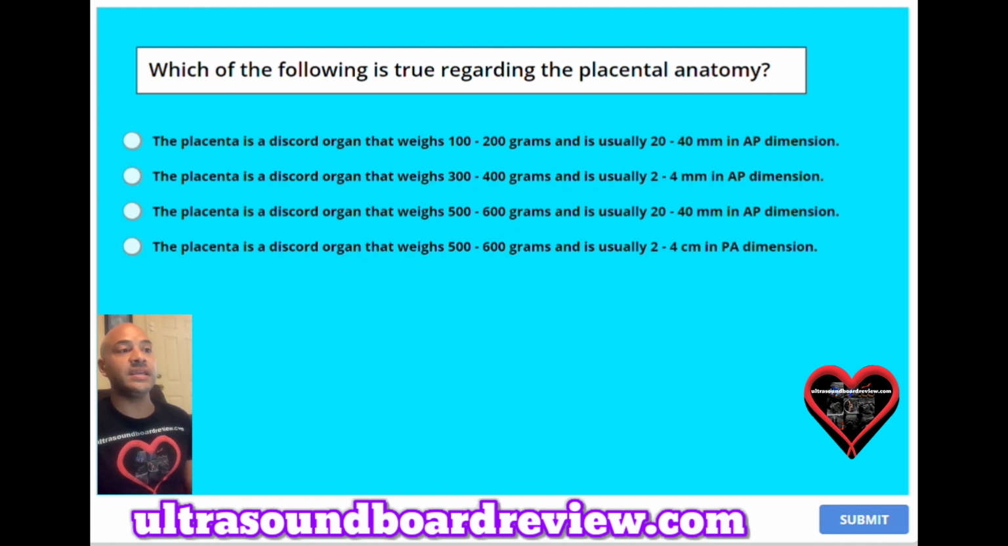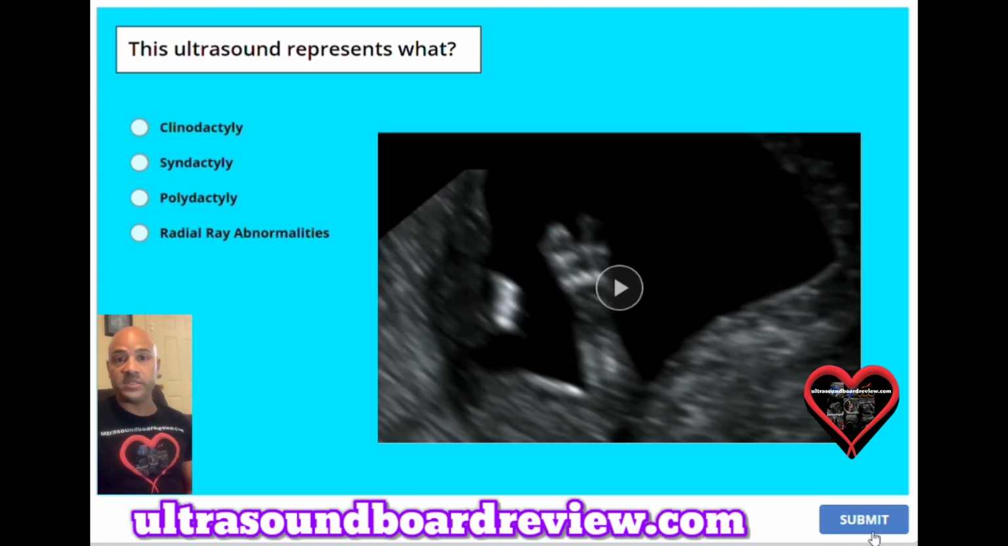The answer is C. The placenta is a discoid organ that weighs 500 to 600 grams and is usually 20 to 40 millimeters in AP dimension. In your study material, you probably read that the placenta is usually 2 to 4 centimeters in AP dimension, but be prepared to convert from centimeters to millimeters. Just move the decimal point 1 time to the right.